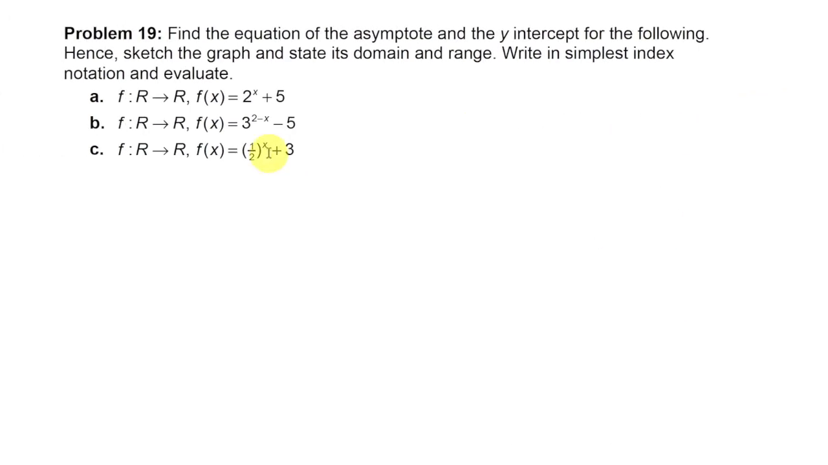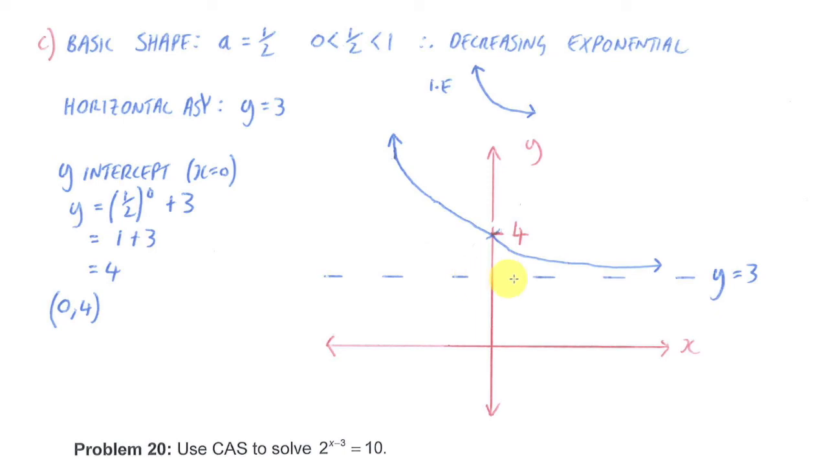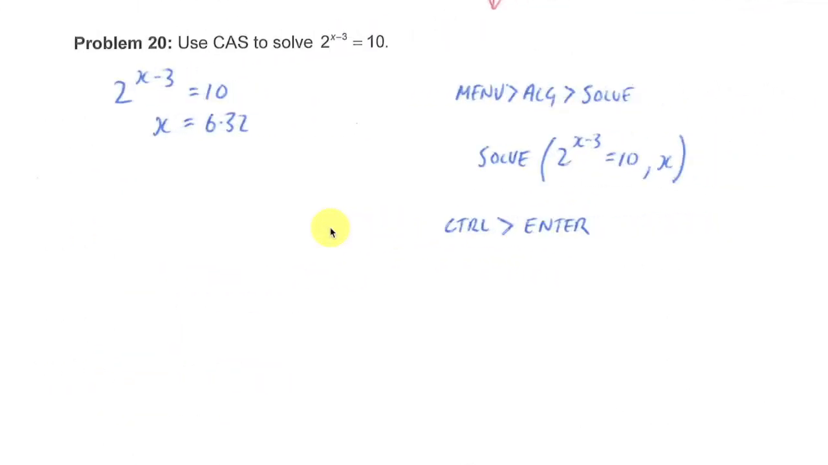Horizontal asymptote will occur at plus 3. So I've got y equaling 3 here. It's my horizontal asymptote. Y-intercept, sub in x equaling 0 to produce the point (0, 4). So I place that in, and then I draw in that basic shape. Of course, at no stage is it going to cut through the x-axis, so I don't need to evaluate anything there.